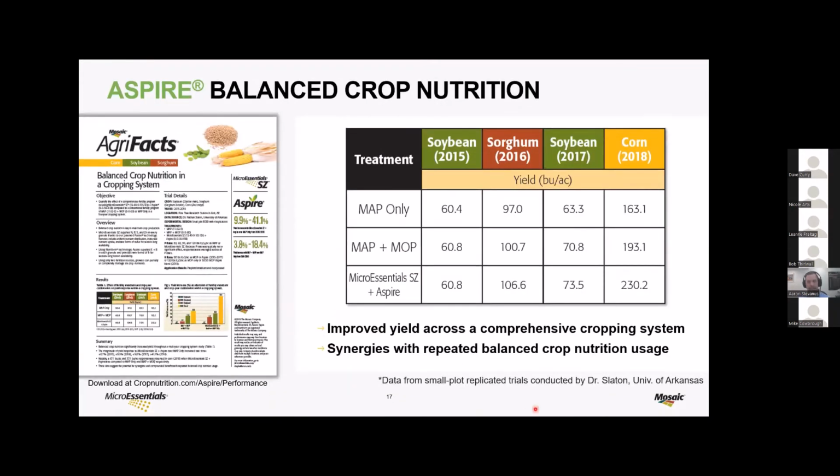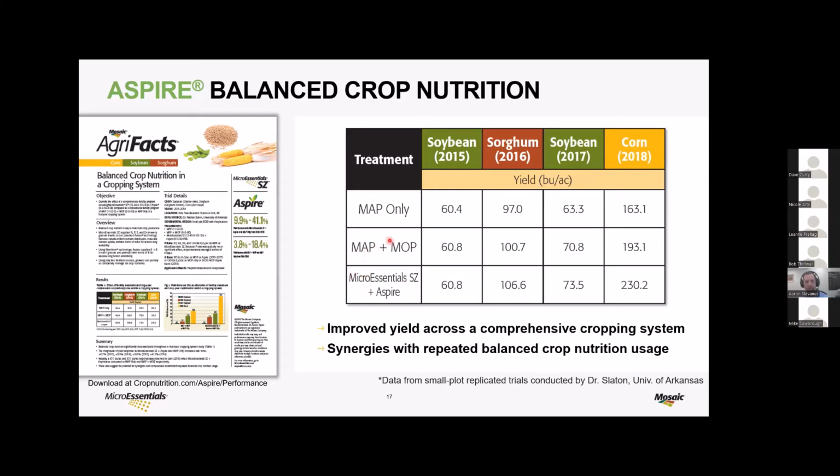So this is my last and final slide when it comes to just showing results. And that's a neat crop rotation. So it's really looking at not just a 1 year over 1 year comparison, but looking at a more systems approach to balance crop nutrition. And so what they did in this study is they took a rotation of soybeans, sorghum, soybeans, and corn, and they applied MAP alone, so just phosphate, and then the addition of potassium, so MAP plus muriate of potash, and then we replace that with Microessentials, as said, in Aspire.